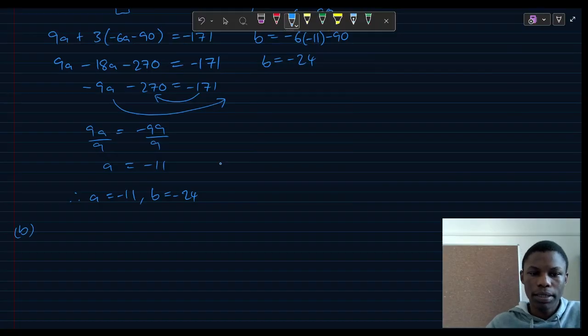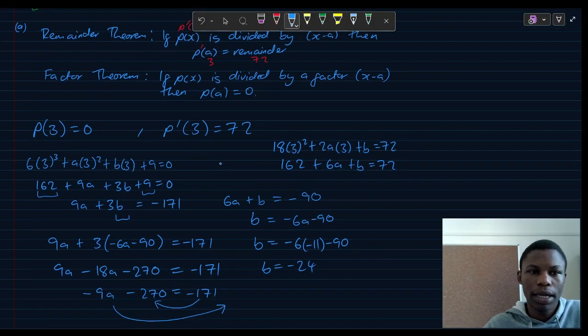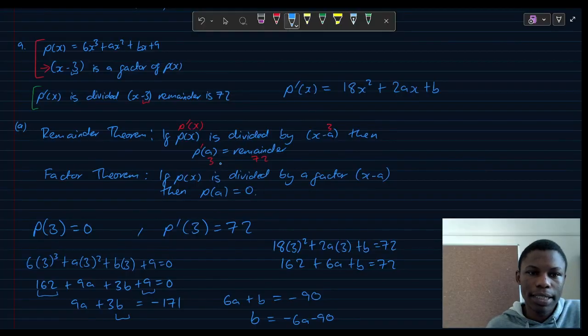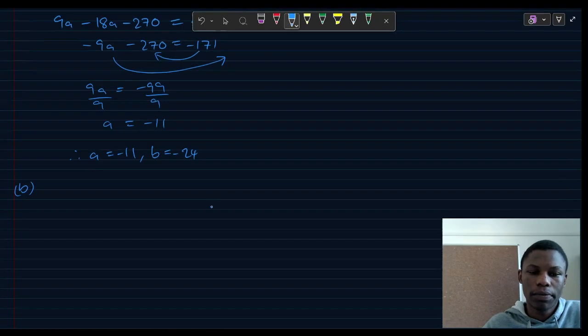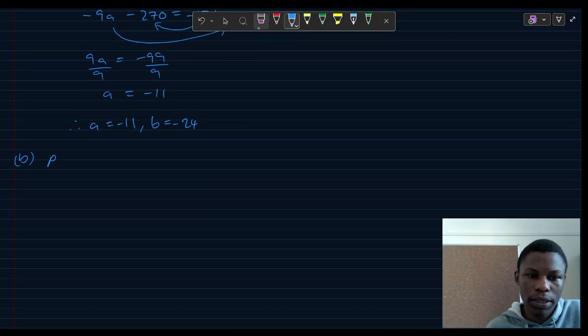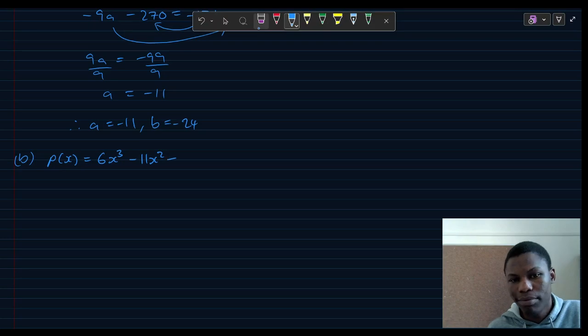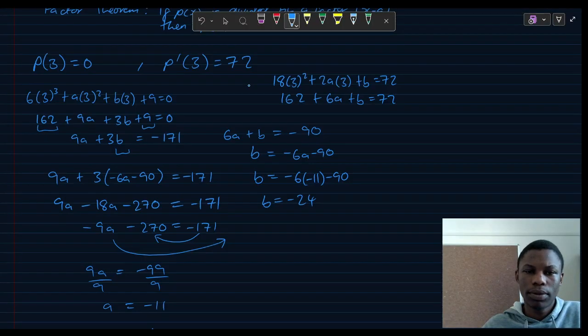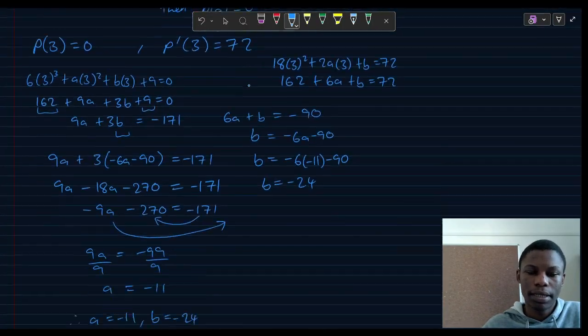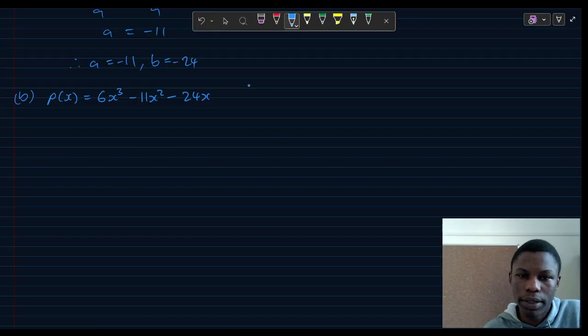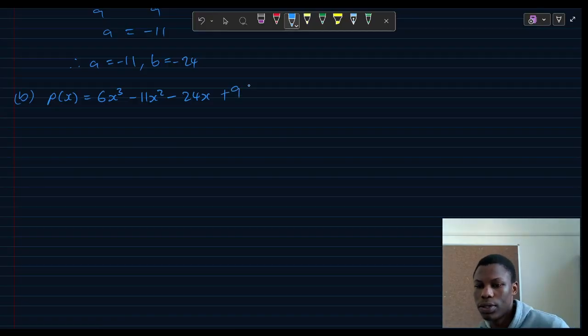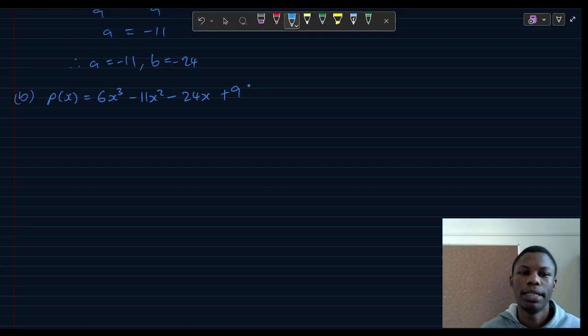So that means P of X becomes 6x cubed minus 11x squared minus 24x plus 9. So P of X becomes 6x cubed minus 11x squared minus 24x, and what else was there? Plus 9, right? And what they want us to do is to factorize P of X completely.